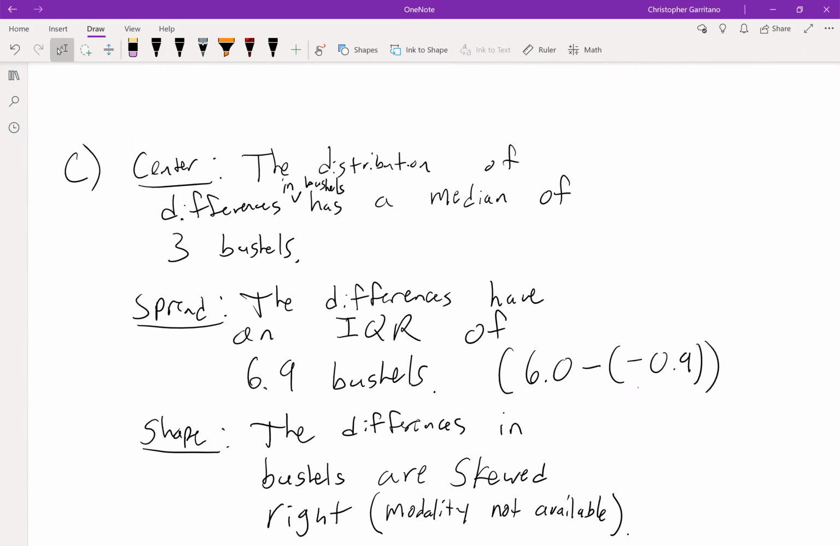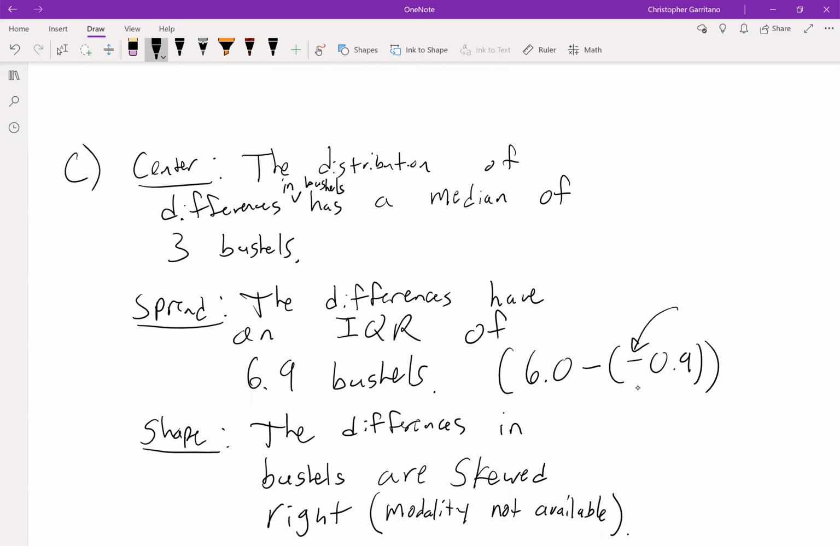Spread, the differences have an IQR of 6.9 bushels. And that was that the Q3 of 6 and the Q1 of negative 0.9. We're referring to differences here, right? So it's possible to have a negative difference, and that's okay.